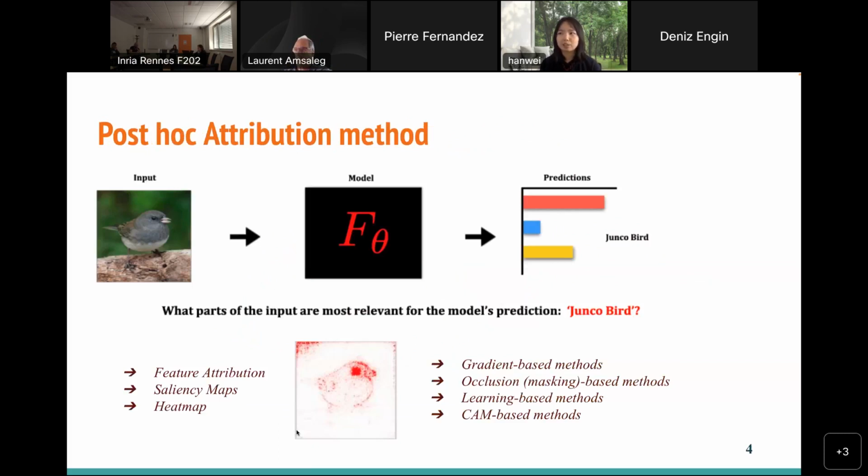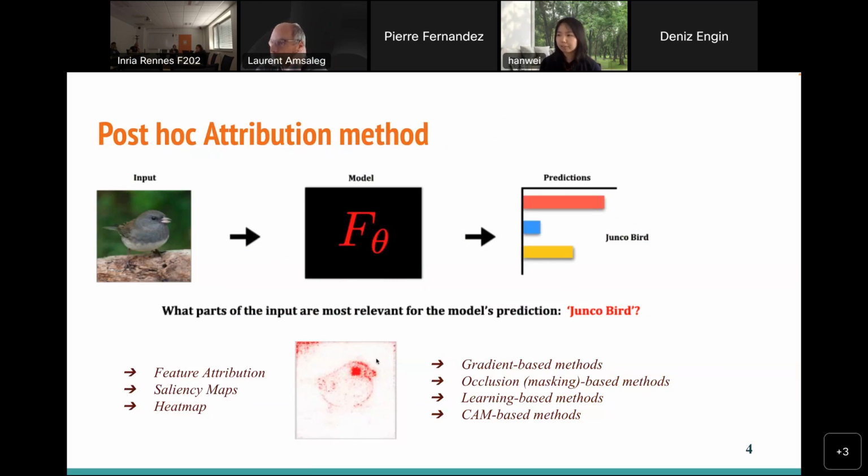And second, the post-hoc means we don't need to retrain the whole model. It's relatively cheap for all these methods. So the target of the post-hoc attribution method is trying to tell us which is the most important part of the input to support the model's prediction. For instance, with images, we're trying to find the pixels which are most important for the prediction.